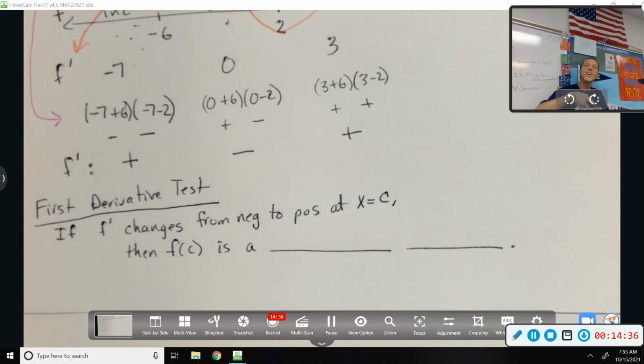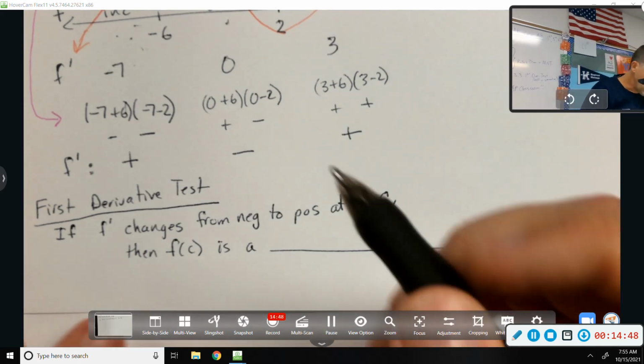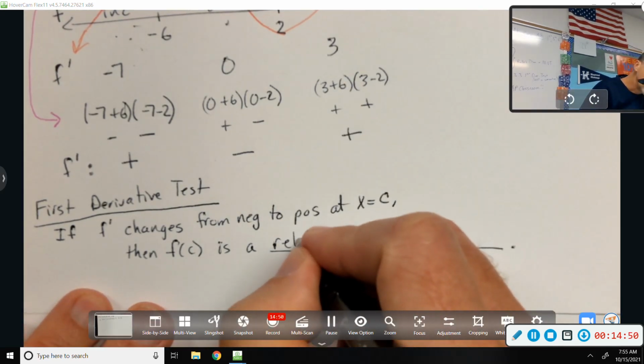What's that? It is a critical point. Be more specific. You're right. It's a minimum. It may be a vertex, depending on the shape. So if it's a parabola, yeah, it's a vertex. But more generally speaking, it's a relative minimum.